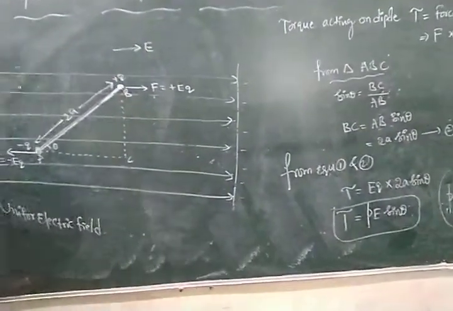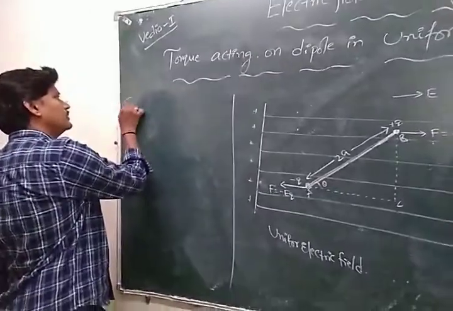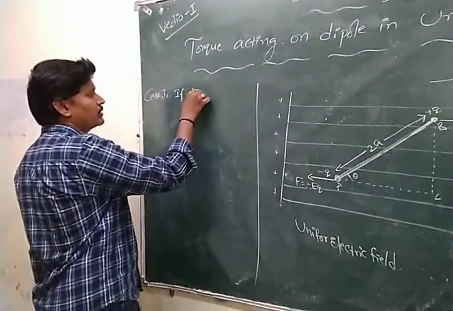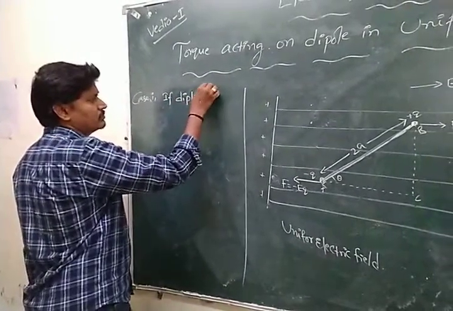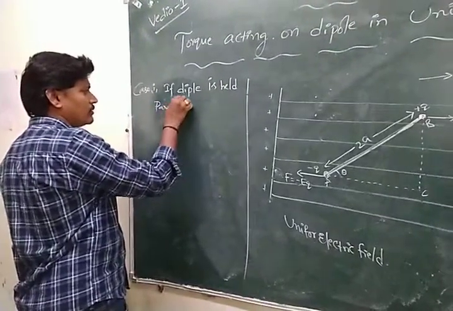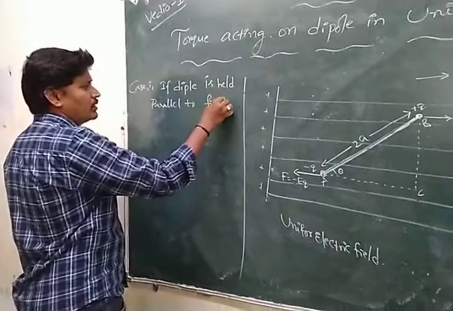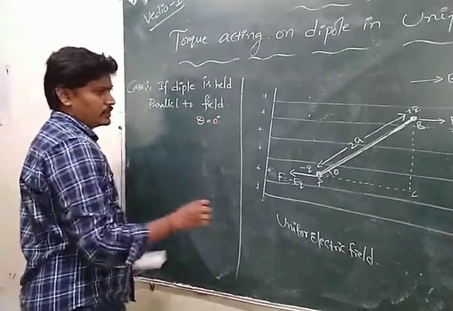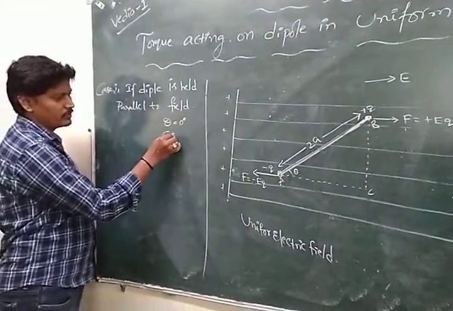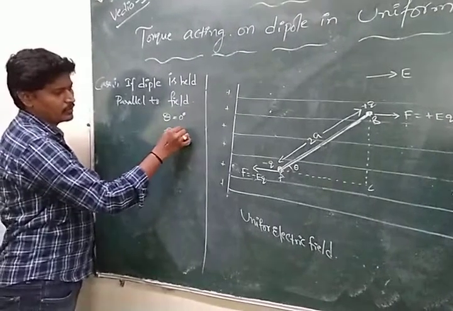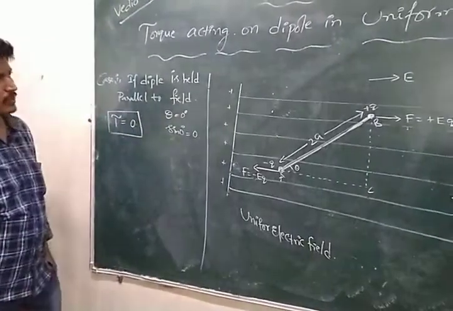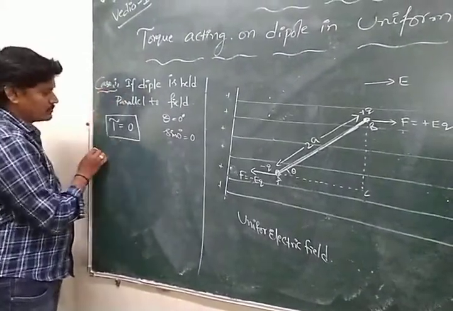Now the applications. Case 1: if the dipole is held parallel to the electric field, then theta is equal to 0 degrees. If the dipole is arranged along the direction of the field, theta is 0 degrees, then sin 0 is equal to 0. The torque experienced by the dipole is 0. No torque will be experienced by the dipole.